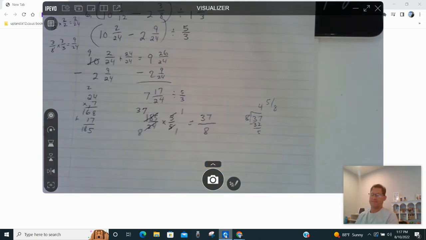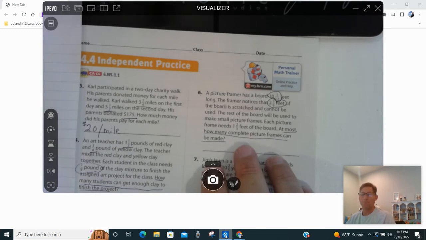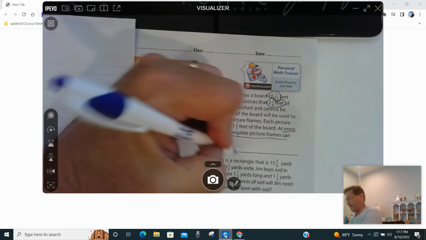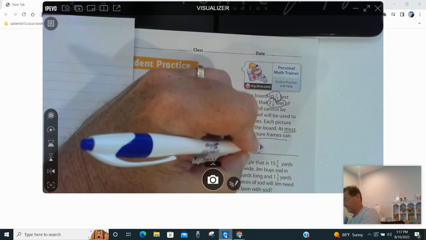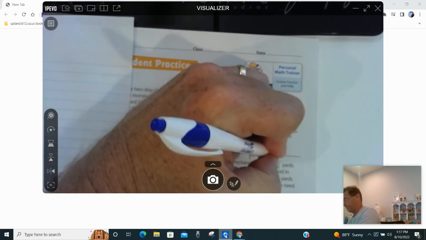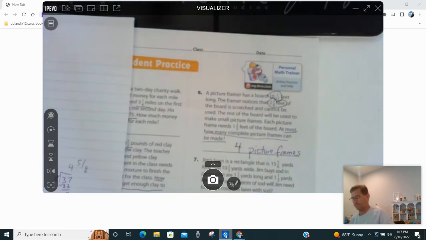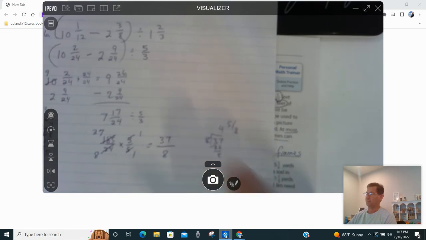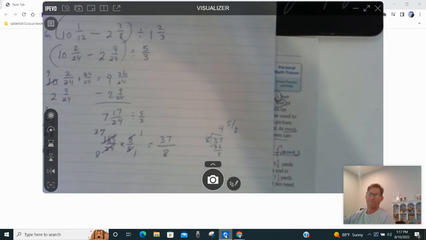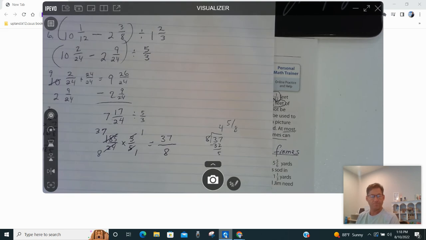4 5/8. So how many complete picture frames can be made? 4 picture frames. Okay, you wouldn't complete 5/8 of a picture frame, right? So it has enough to make 4 picture frames.